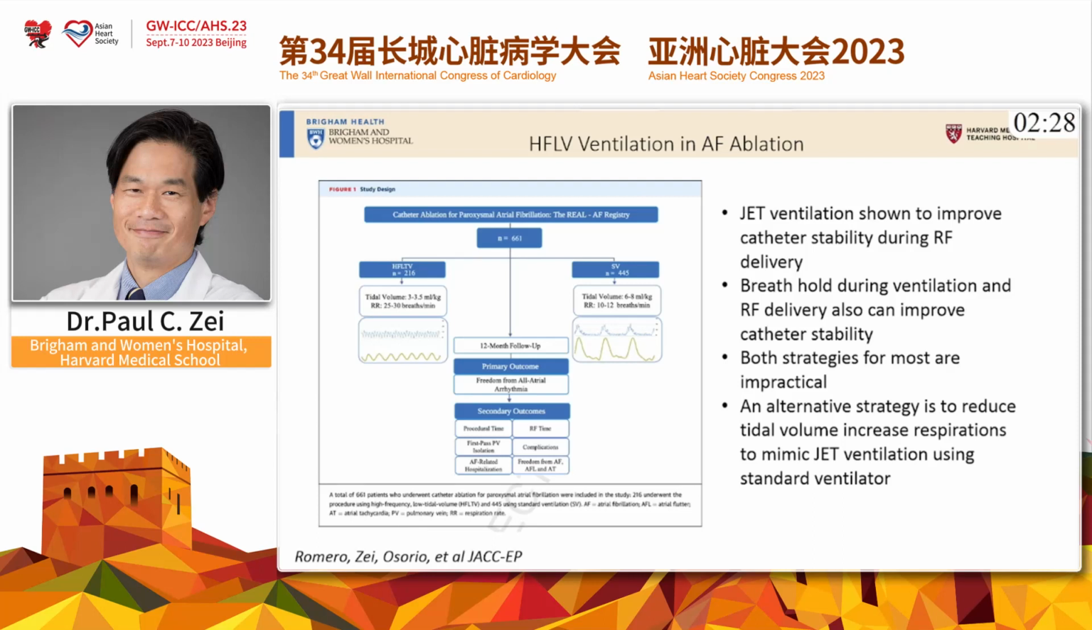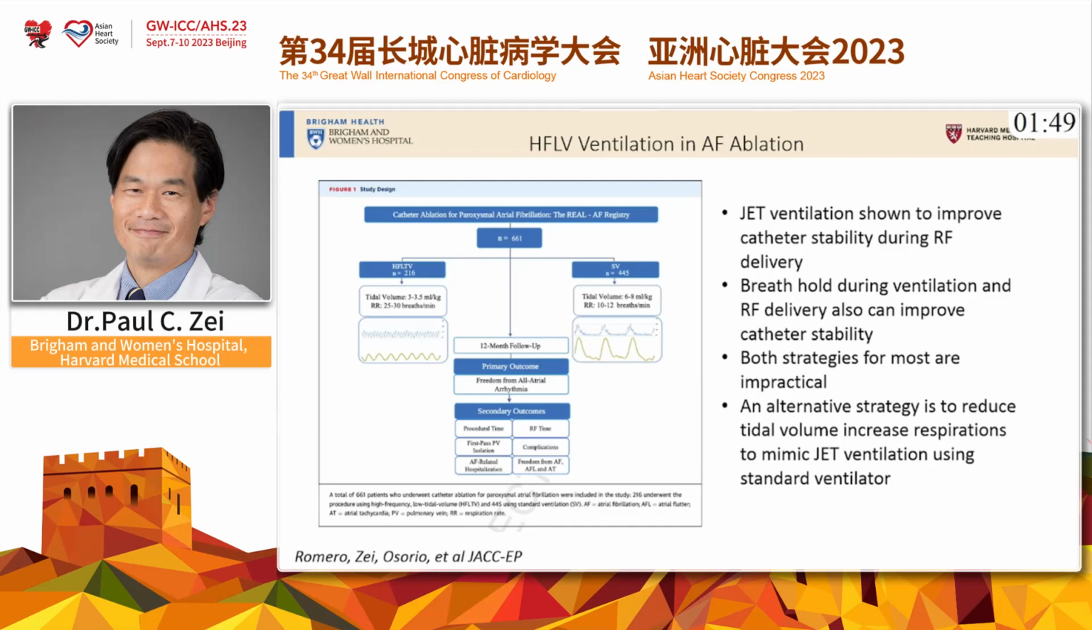We looked at an approach that we called high frequency, low tidal volume ventilation. I know in many centers here in China and elsewhere in the world, patients are ablated using conscious sedation, but at least in the United States, nearly 100% of patients, at least with RF ablation, have their procedures performed with general anesthetic. So you may be familiar with the literature that jet ventilation provides much more catheter stability because you remove respiratory excursion from cardiac catheter interface movement and interaction.